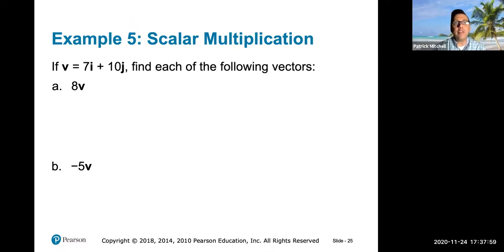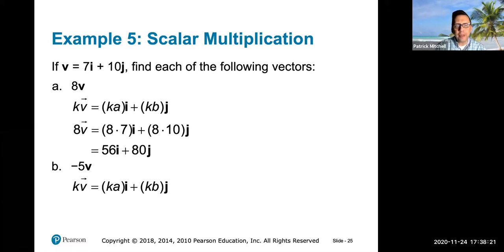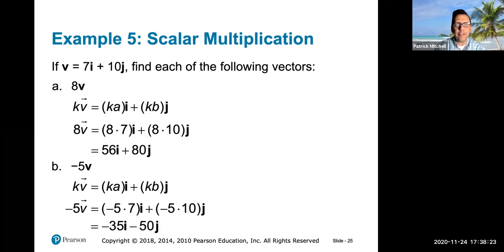If v equals 7i plus 10j, we want to find the vectors 8v and -5v. So just multiply, for letter a, you would multiply the components by 8. So that would give you 56i plus 80j. And for letter b, you just multiply the components by -5. And that would give you -35i minus 50j.